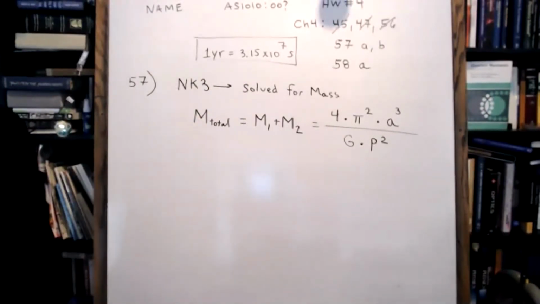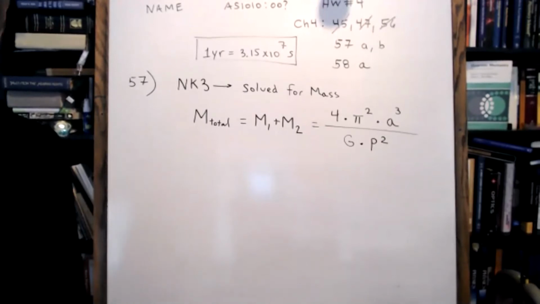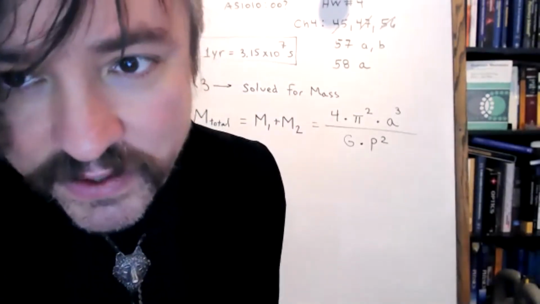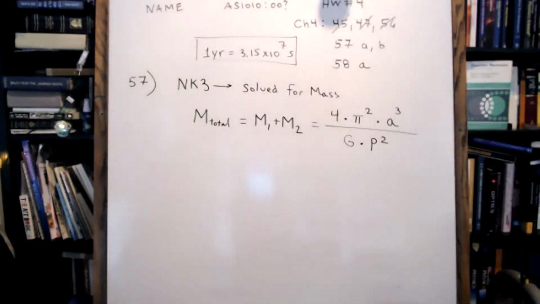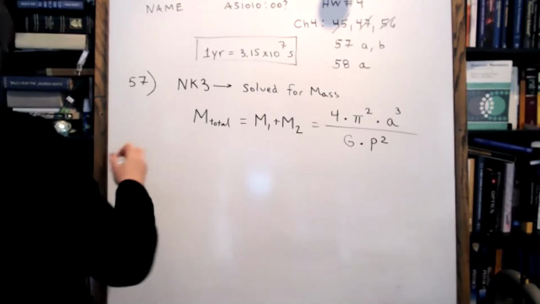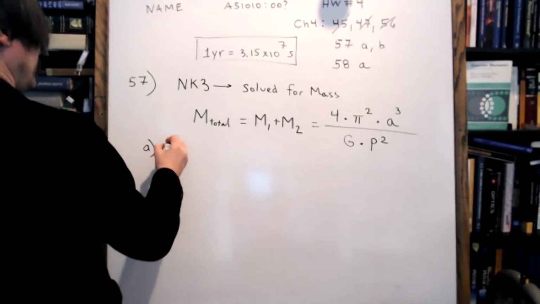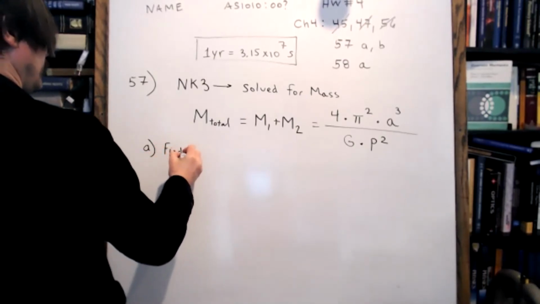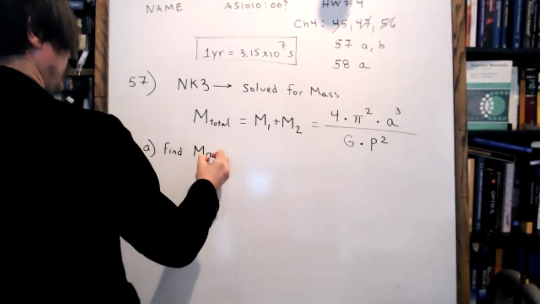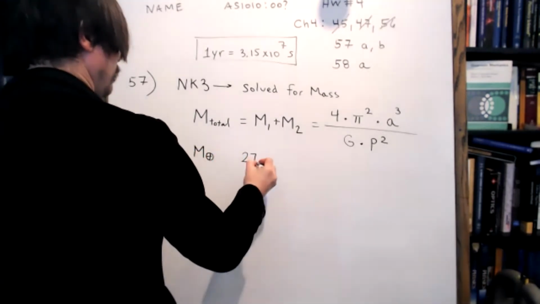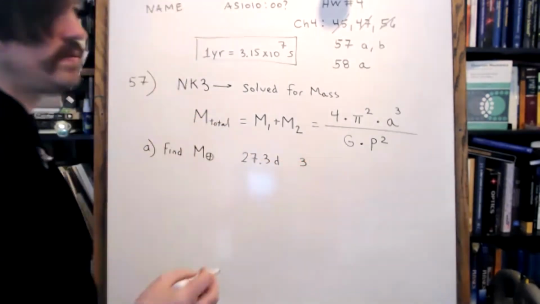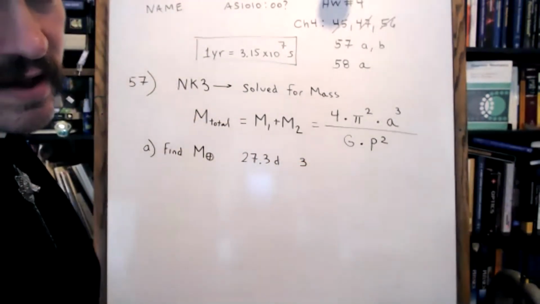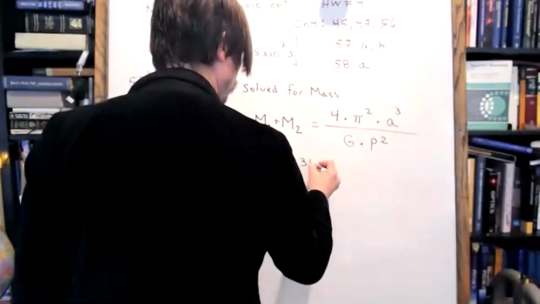Using Newton's version of Kepler's third law, calculate Earth's approximate mass from the fact that the moon orbits Earth every 27.3 days at an average distance of 384,000 kilometers. Is it million or is it 1,000? 1,000, sorry. That's okay.